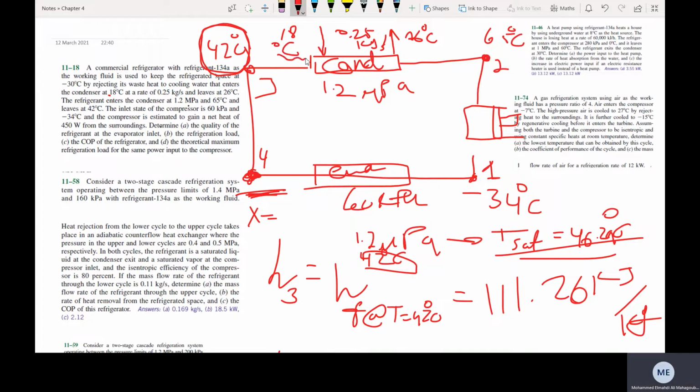Yes, we know the inlet condition of the water, and we know the outlet condition of the water. We know the inlet here, we know the outlet here. Make a mass balance in the condenser, and after you make the mass balance in the condenser, you are going to find the mass flow rate of the refrigerant.